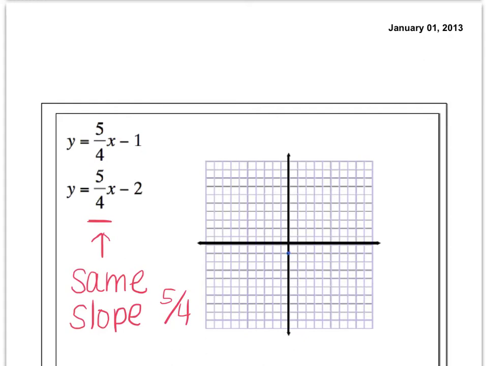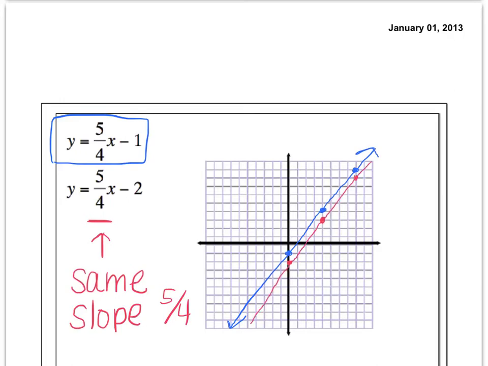So the first one, I'm doing this one right here. My y-intercept is at negative 1, so I'm going to go up 1, 2, 3, 4, 5, and over 1, 2, 3, 4. And I'll connect them with an arrow on each end. Do the next one. We've got negative 2. We go up 5 over 4.